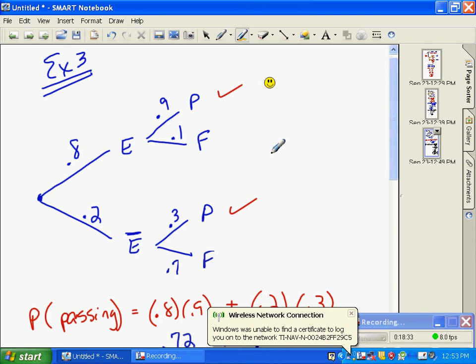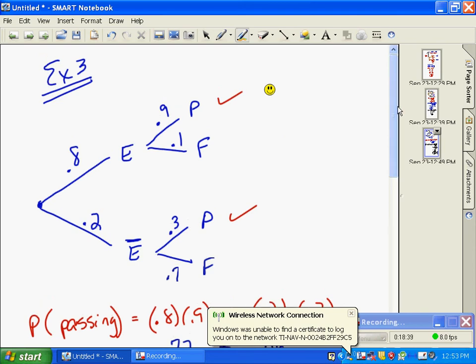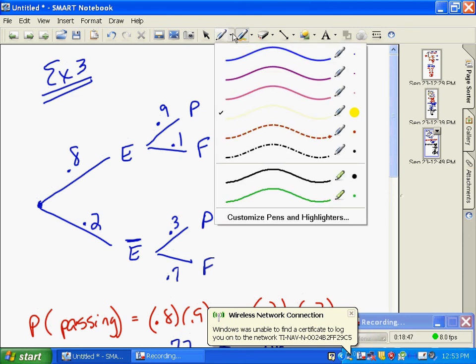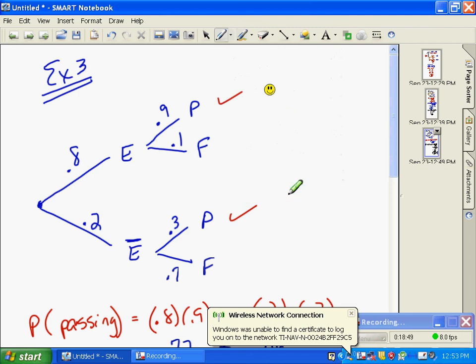Now, one thing I do want to point out when I'm looking at a tree diagram, and you might need this when we do homework a little bit later. So this is just kind of like a pause. Okay, FYI, fun piece of information here. I'm going to do this one in green. This little value right there, 0.9, is actually the probability of passing given eligible. That's just 0.9.